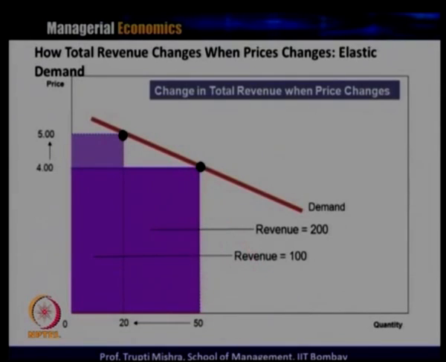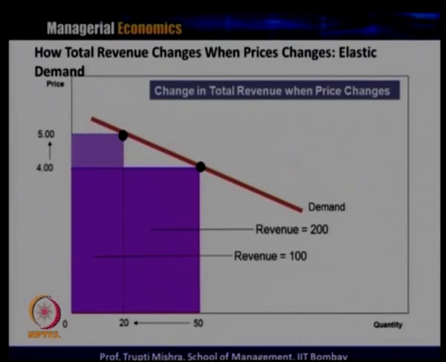Next, we will check how the total revenue changes when there is a change in the price in case of elastic demand. If you look at the graph, the demand curve is flatter, because this is the case of elastic demand. Initially, the price is 4 rupees and the quantity demanded is 50 units. So, the revenue is 200.